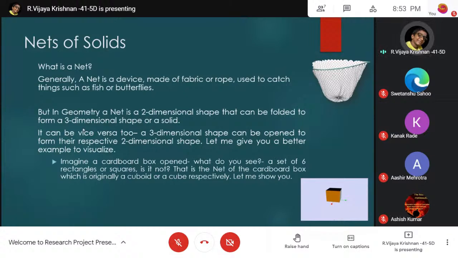Let me give you a better example visually. Imagine a cardboard box opens. What do you see? A set of 6 rectangles or squares. Is it not? That is the net of the cardboard box, which is originally a cuboid or a cube respectively. Let me show you. This is a cardboard box, which is originally a cuboid. If we open it, we can see 6 rectangles, 6 faces.